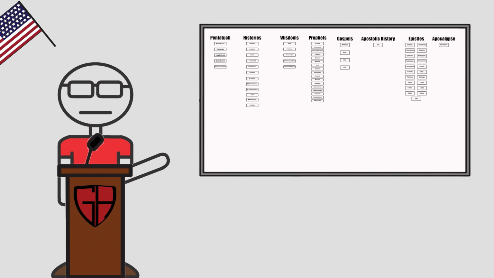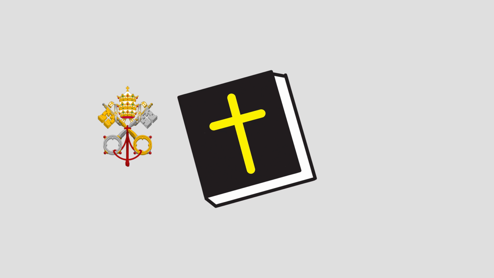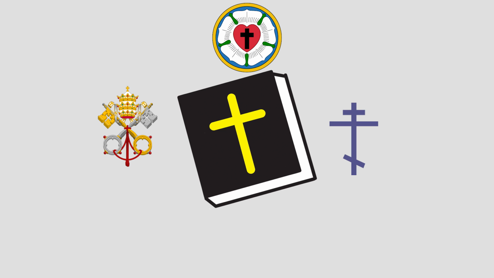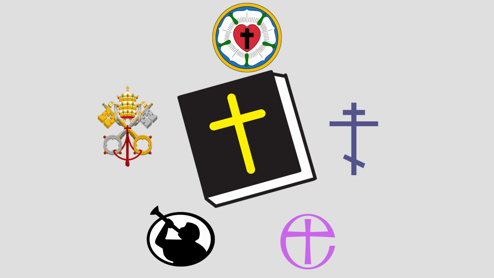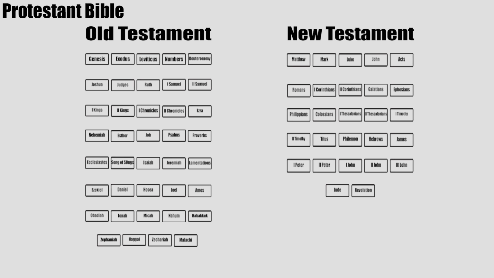These are the general divisions of the Bible, but we're not done yet. We now have to look at different versions of the Bible. Christianity is a diverse patchwork of different sects, each having their own interpretation of the Bible, and in many cases their own version of it. The Bible used by Protestants usually has 66 books, 39 in the Old Testament and 27 in the New. This is the version of the Bible that most people in English-speaking countries are familiar with.